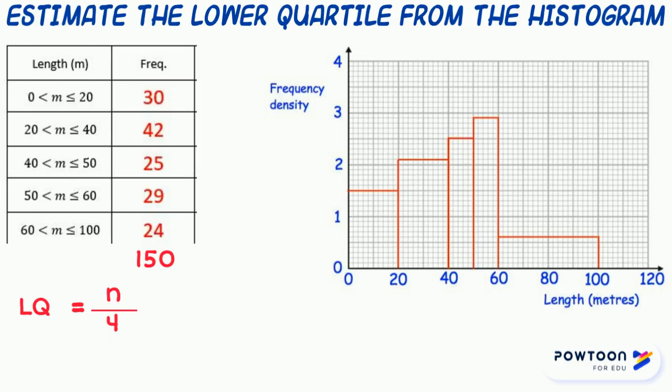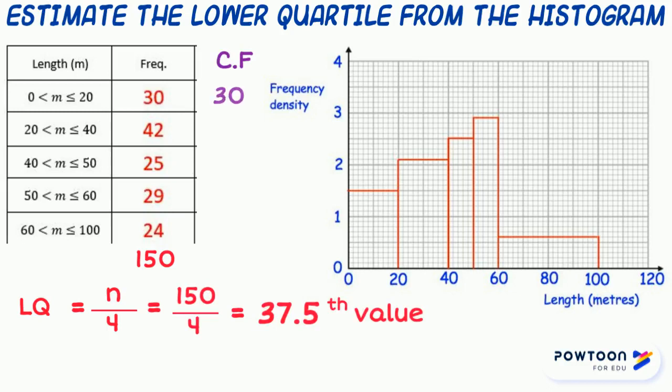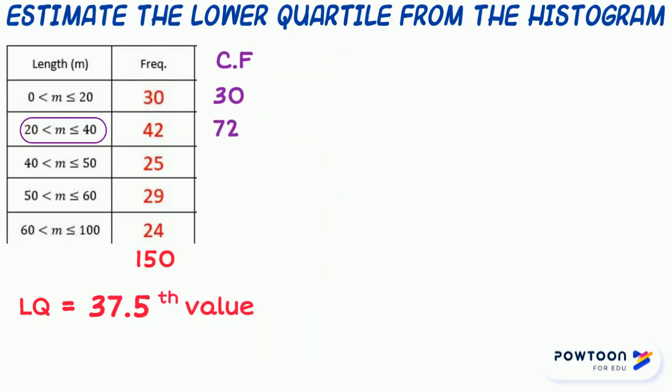This means that our lower quartile will be the 150 over 4th value, or the 37.5 value. So we're going to use our cumulative frequency, and we'll find out that it is in the interval from 20 to 40. We need to find our frequency by doing 37.5 and taking away the 30 values that were used before our interval, so our frequency is 7.5.